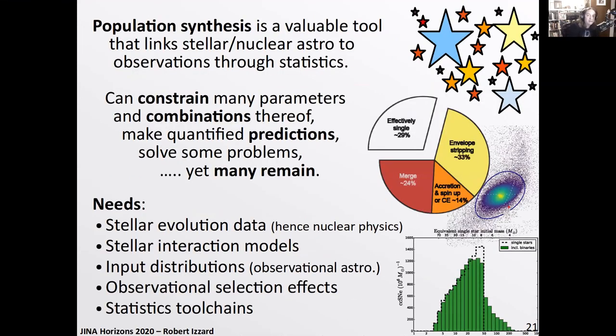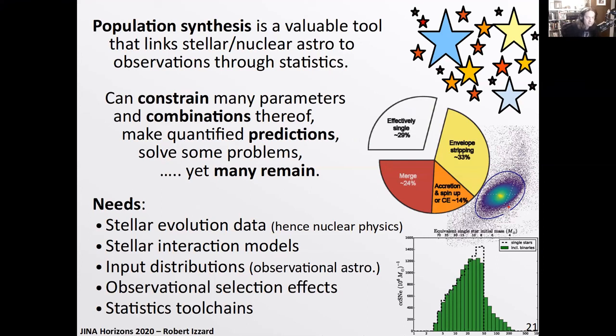So let's finish there. I think population synthesis is a very valuable tool, and it links the stellar and nuclear astro all the way through to the observations. It's great. And you can put these in chemical evolution codes. It's very simple. I was doing it 20 years ago in my PhD. It's very easy. The problem is that even though we can constrain many, many parameters and combinations of parameters, we still have needs.